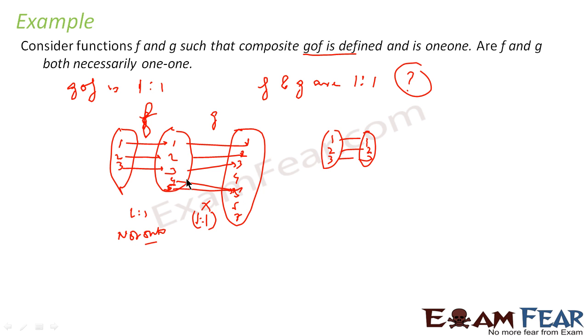We have some extra elements. These extra elements can point to extra elements here. This will not impact the whole ecosystem here. This ecosystem will have 1 to 3 mapping to 1 to 3, which will still be one-one. Even if you have, let's suppose, 7 here and that also points to 5, it does not impact this ecosystem, because the g of f ecosystem is this much only. Correct? So if g of f is defined and it is one-one, it does not mean that f and g are one-one.